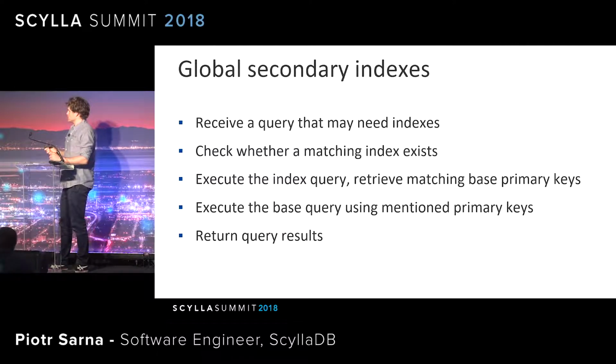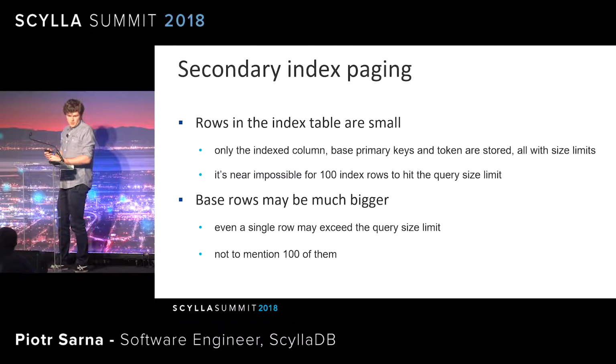First, we receive a query from the user. We then check if it needs indexing. If it doesn't, then it's a regular statement, so we just proceed. If it does, we check if the index exists. If it doesn't, then it's an error, so we return it. If the index does exist, we execute the first query, which extracts all the base primary keys. And then, since we have base primary keys, we can query from the base replica, and the results of this second query are returned to the client.